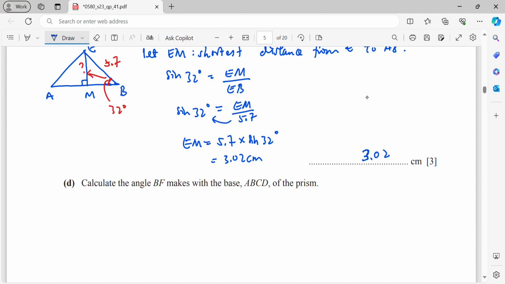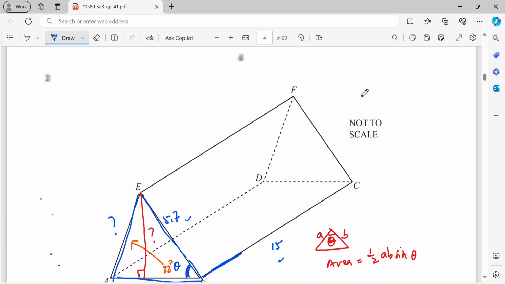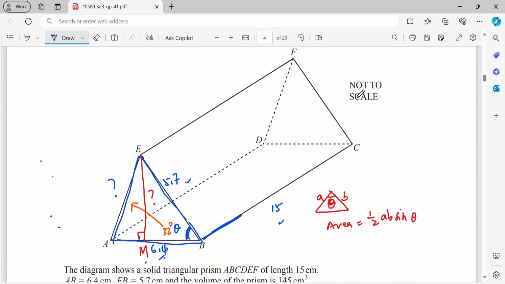Now part D: calculate the angle BF makes with the base ABCD of the prism. Okay, now BF. This is your line BF. Just join the two points using a ruler. It should be a straight line. So join using a ruler, and then you need to find out what is the angle between this line and the base. The base is here.